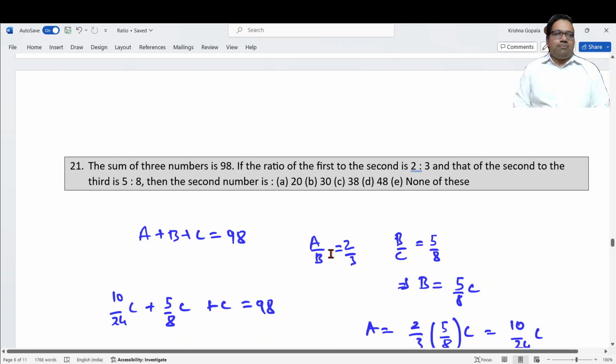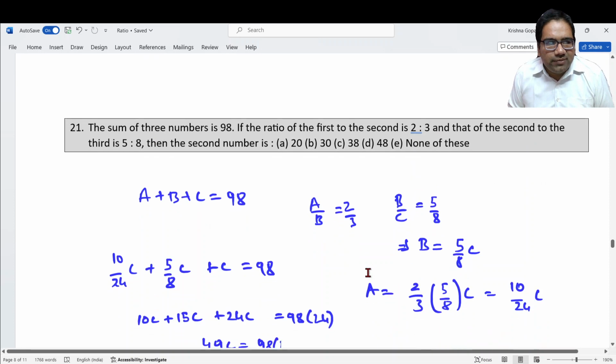Let's represent everything in terms of C. B by C is equal to 5 by 8, it is given. That means B equals 5 by 8 into C. A by B is 2 by 3, that is given. Let's replace B with 5 by 8 C. 2 by 3 into 5 by 8 into C becomes 10 by 24 C.